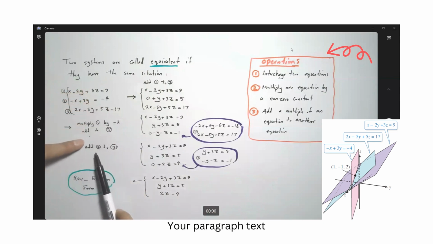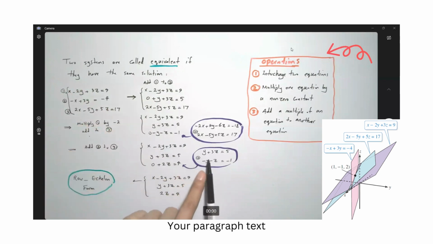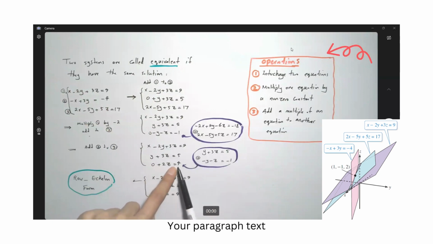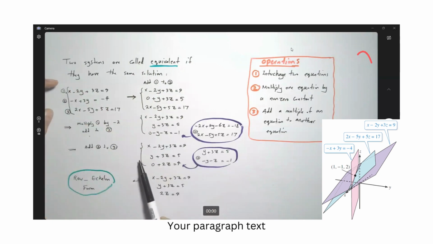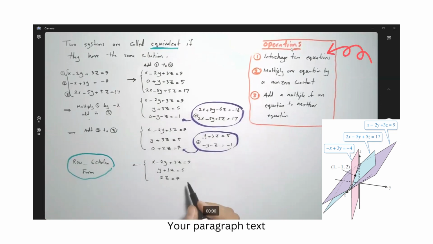Now I'm going to add equation 2 to equation 3. Take a look at these two. They have opposite terms. So adding 2 and 3 together, y and negative y disappear. 3z minus z becomes 2z, 5 minus 1 becomes 4. So we converted this ugly looking system into a simpler system: x minus 2y plus 3z equals 9, y plus 3z equals 5, and 2z equals 4, which is much easier to solve.